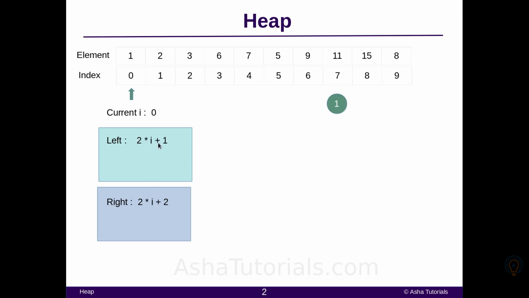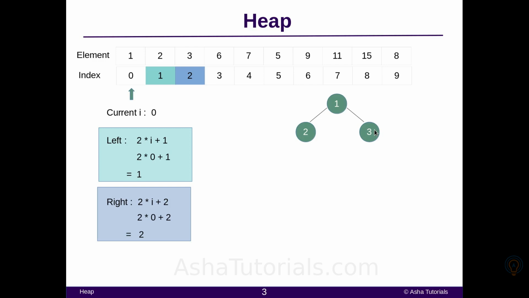For the left child, 2 into I plus 1, where I is the index of the current parent, and for the right child, it is 2 into I plus 2. So the index begins from 0, so we will put the value for I. If we calculate it, the left child is at index 1 and the right child is at index 2. At index 1 element 2 is there, and at index 2 element 3 is there. So we will put those into our binary tree.